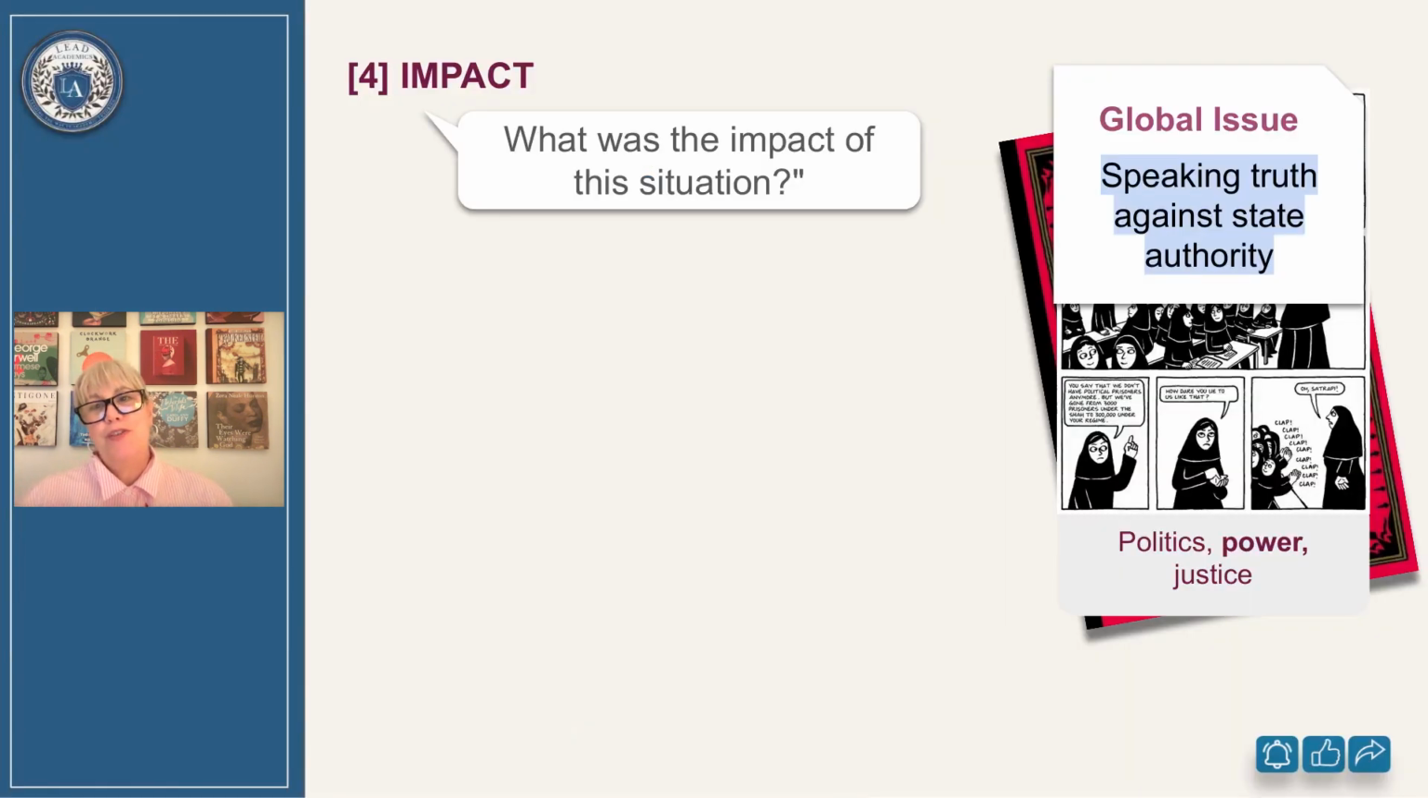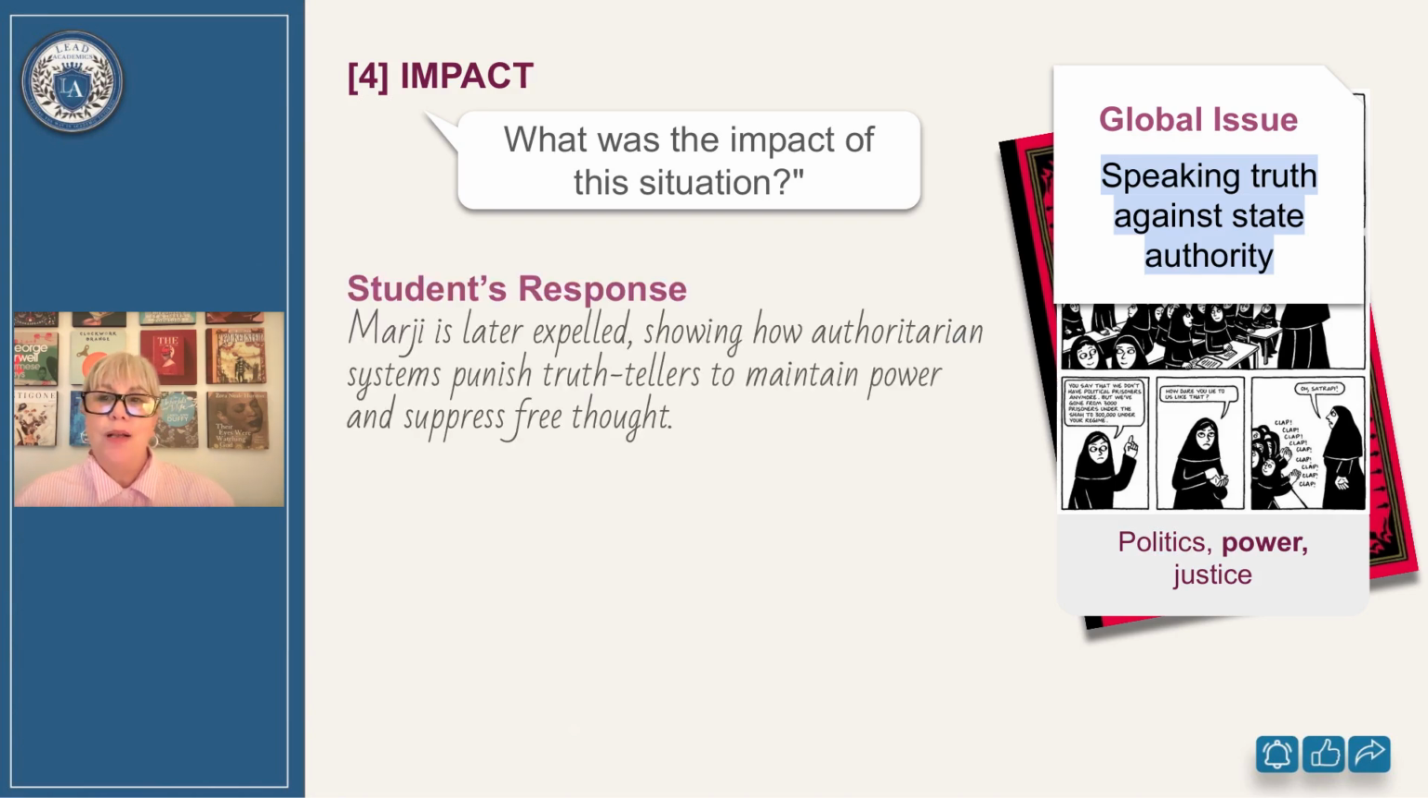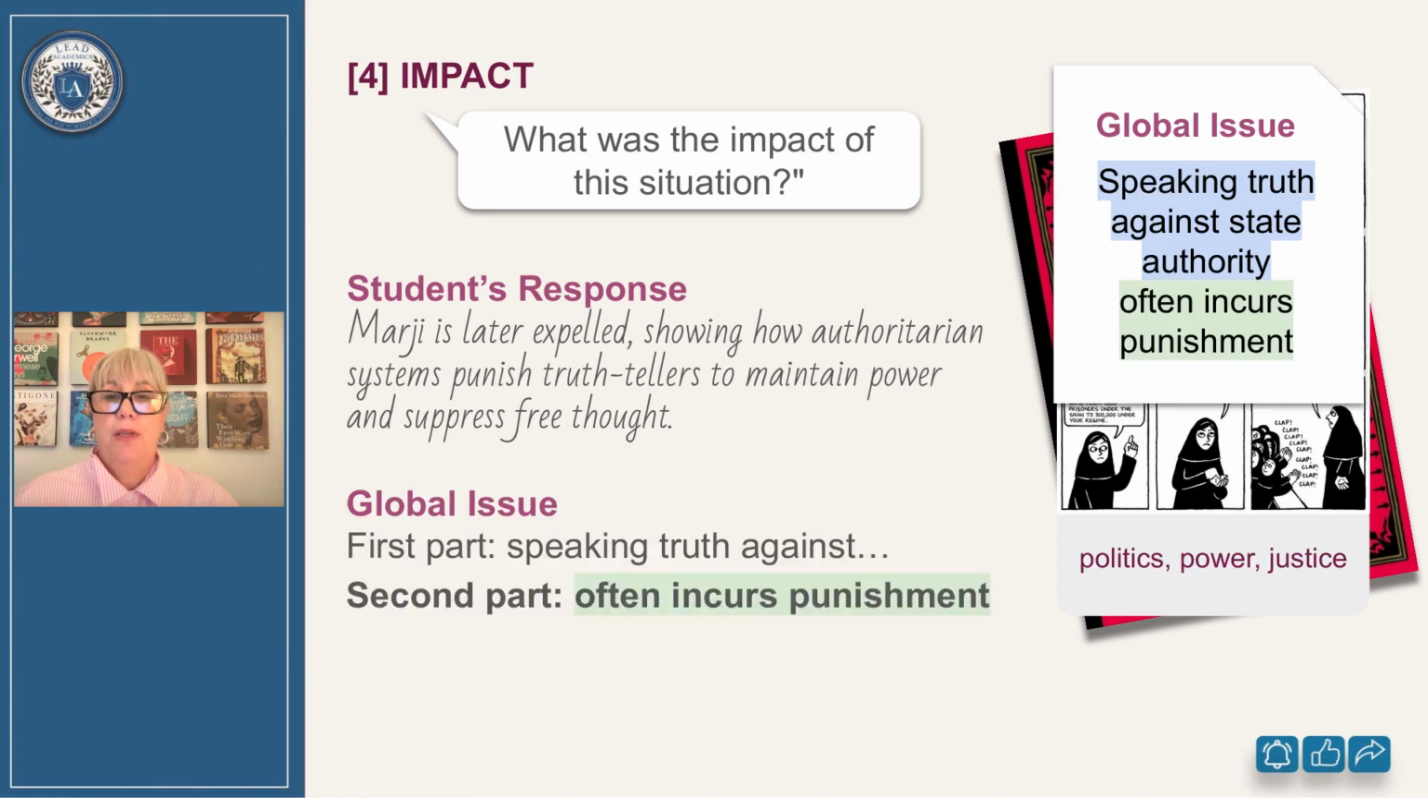outcome. All right, the fourth question: what was the impact of the situation? Guide students to acknowledge that the global issue actually has an impact. The student's response is that Marji is later expelled, showing how authoritarian systems punish truth tellers to maintain power and suppress free thought. That impact, Marji's eventual expulsion from school, forms the second part of the global issue.